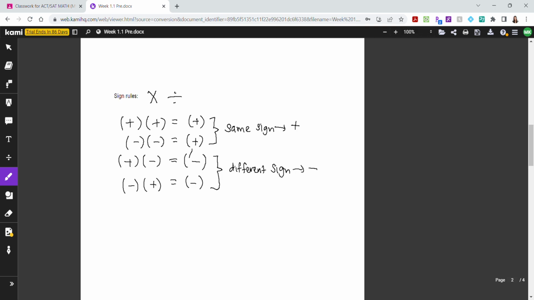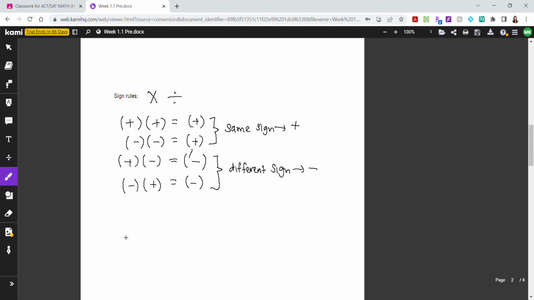Now let's say you are given an operation with 3 terms, right? It is a lot easier if you just break it down 2 at a time. So like if you have positive, negative, positive, do the positive and negative first, which will give you negative, and then the negative and positive would then give you a negative, right? So just break it down 2 at a time.